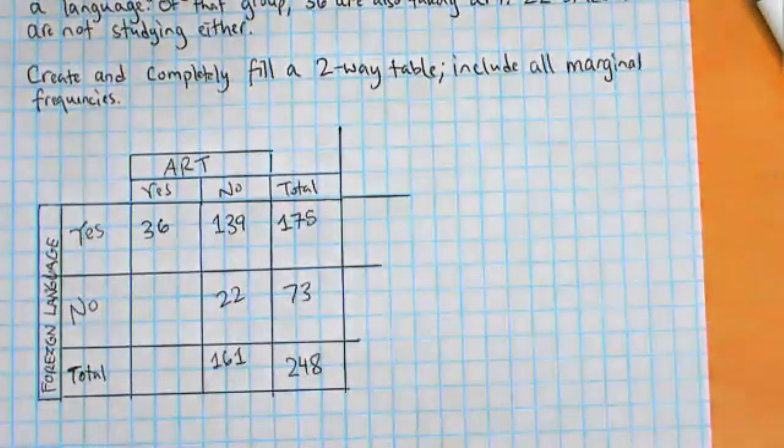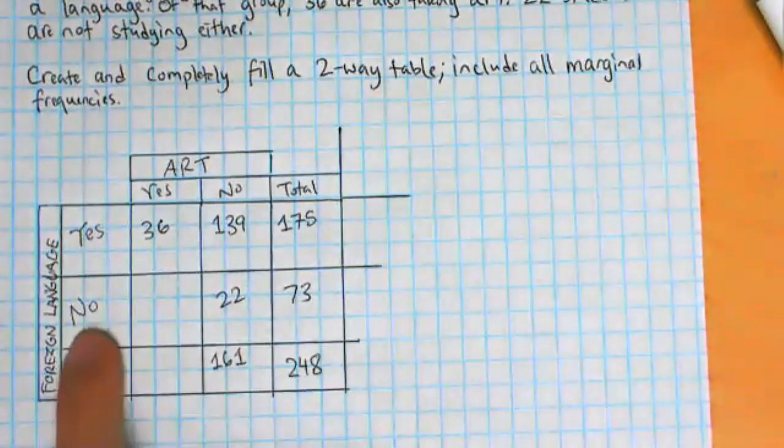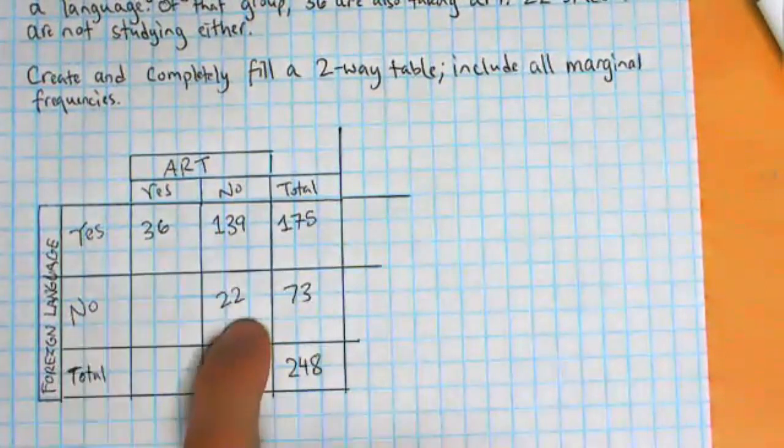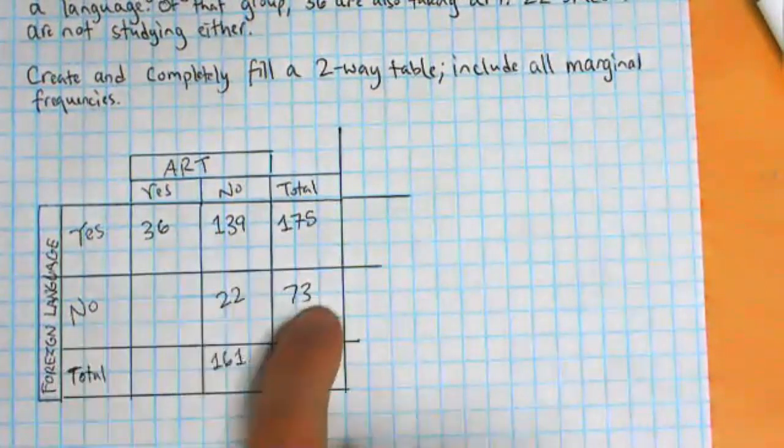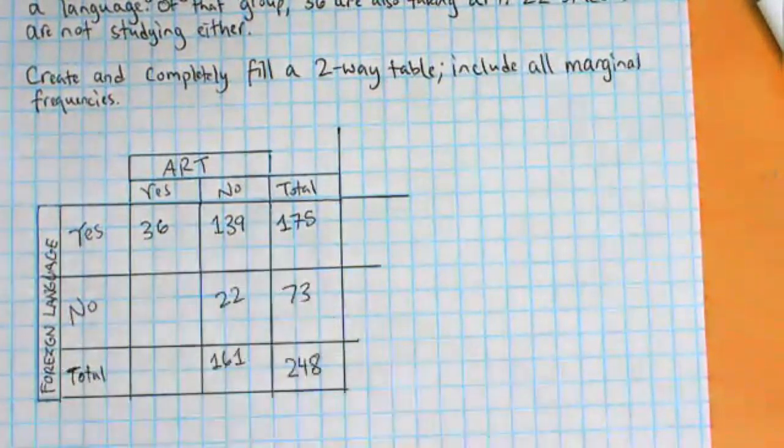All right, we have just 2 more pieces to fill out, and we can fill them out this time by reading across our columns. So here we have the students who are not taking foreign language. Of those students, 22 of them are also not taking art, and there are a total of 73 who are not taking the foreign language. So that means that the remainder must be taking art.